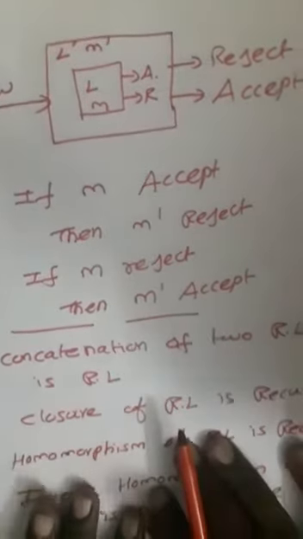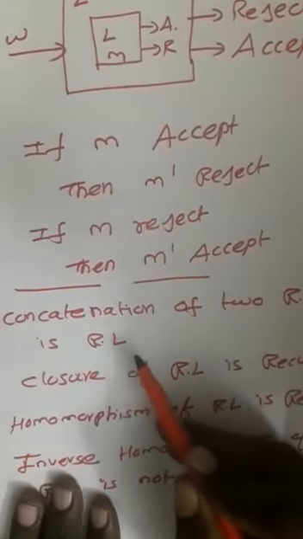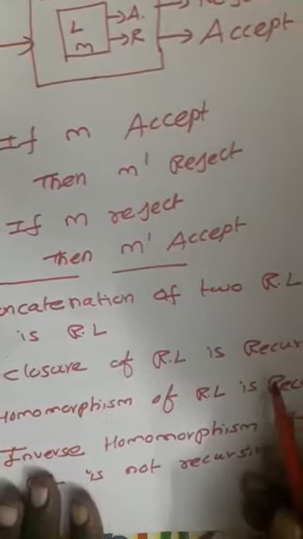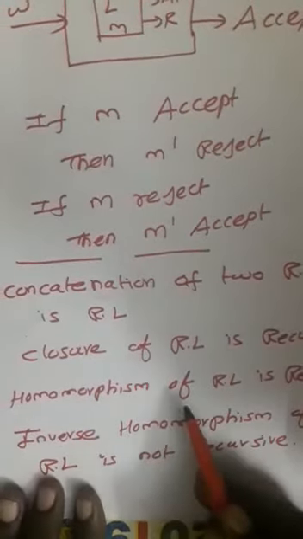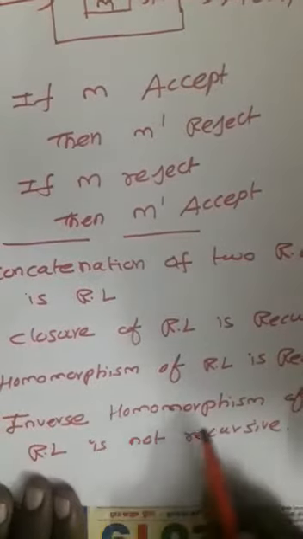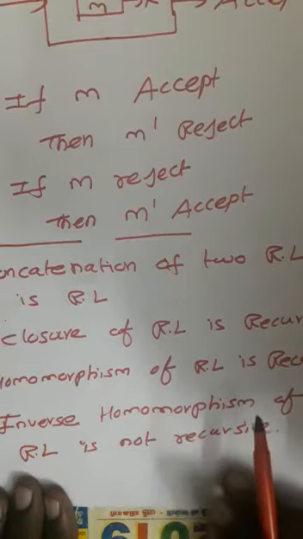So likewise we have properties of the recursive language. Concatenation of two recursive languages is also a recursive language. Closure of a recursive language is also a recursive language. Homomorphism of a recursive language is also a recursive language. Inverse homomorphism of a recursive language is not recursive. So these are all the properties of the recursive language.